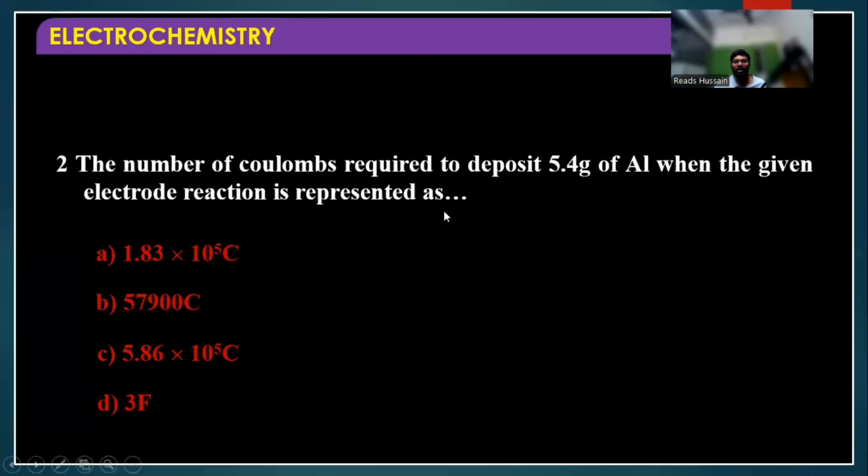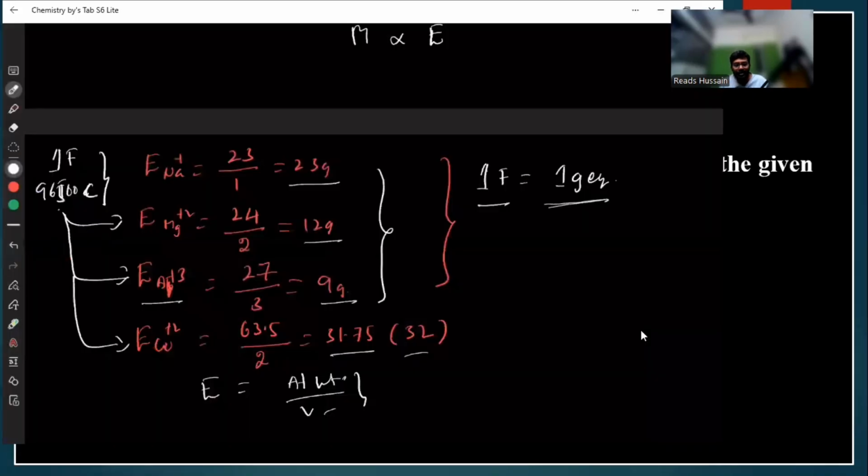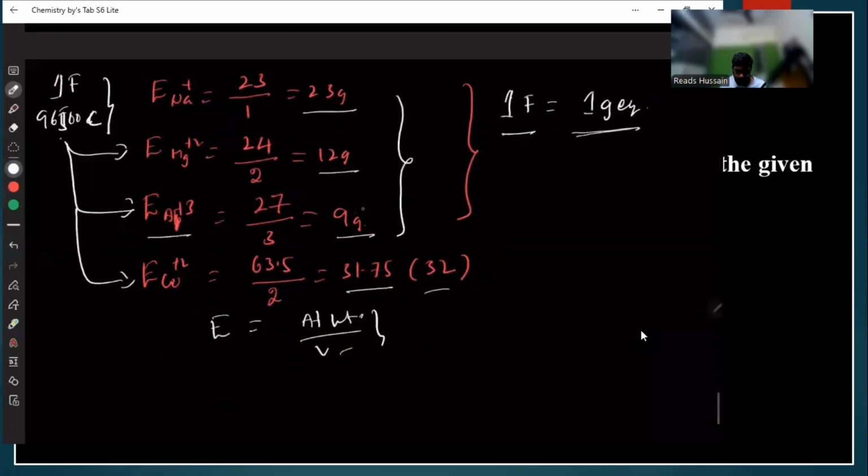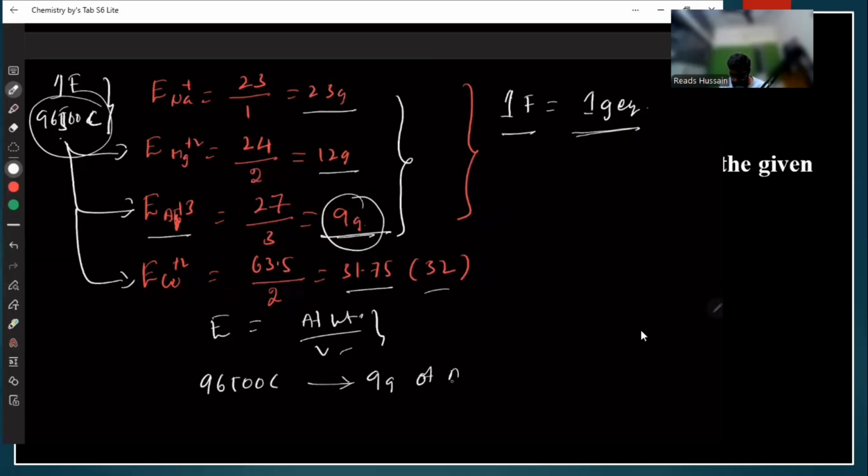So this is the problem given. See here, we need to get 5.4 grams of aluminum. So how much current do we need to send? Fundamentally, you have to know a few things. To get 9 grams of aluminum, how much current do we need to pass? I just told you, no? To get 9 grams of aluminum, we need to pass 96,500 coulombs, because 9 grams is its equivalent weight. So 96,500 coulombs gives 9 grams of aluminum.